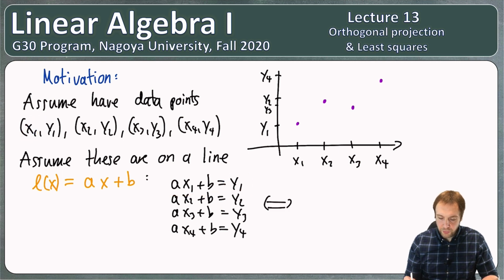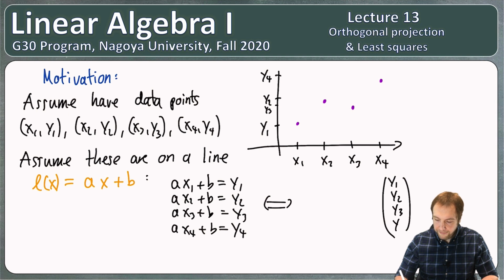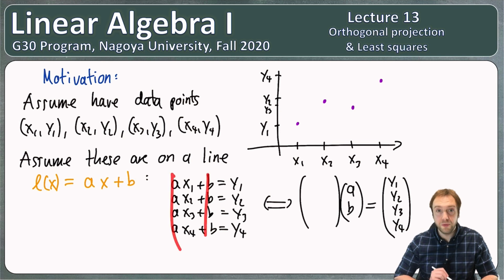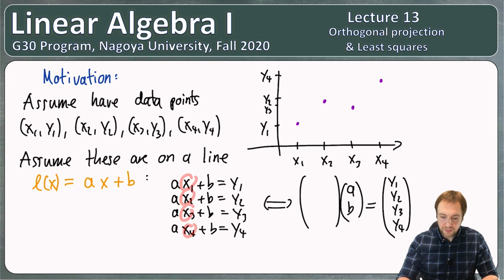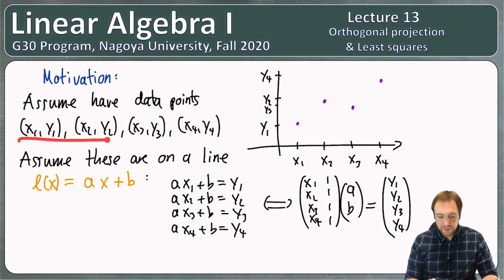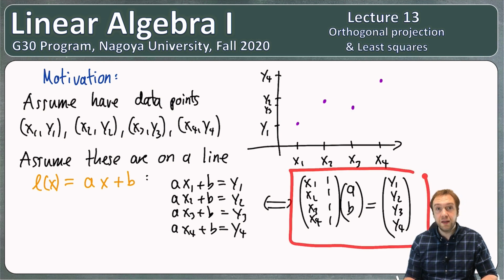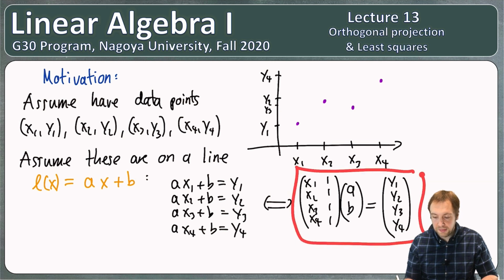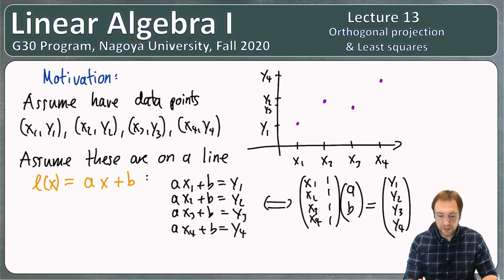And this here we can write as a matrix, right? Because on the right hand side we just have the vector with these y values, and on the left we can think of this as multiplying a matrix with a vector (a, b), and here we have 2 columns. In the first column we just have these values x1, x2, x3, x4, and in the second, what do we multiply b with? Well, here is just the number 1, so here you have 1, 1, 1, 1. So if these 4 points are on a line, which in this picture they are not, but if they are, then they satisfy this linear equation here. So in other words, we can solve this linear equation, so we can find a and b if they are on a line.